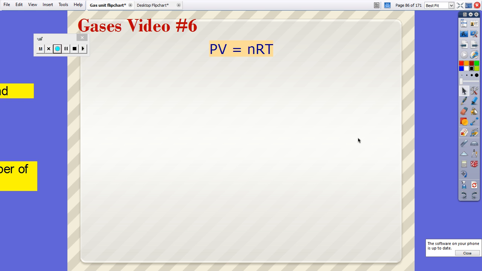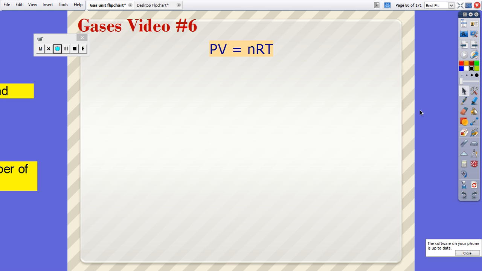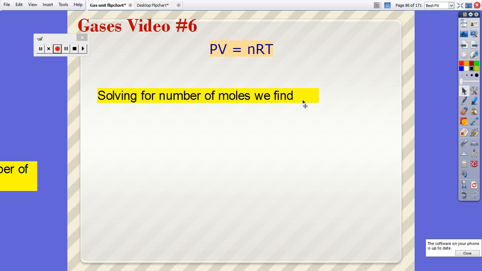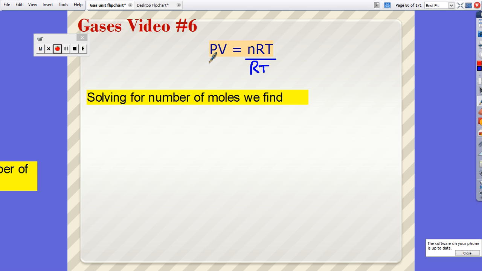In the past, we've been using PV equals nRT. This is our ideal gas law. We're going to rearrange it in order to derive new formulas that we can use. Our first step, we want to solve for the number of moles. To solve for the number of moles, I'm going to divide both sides by RT so that I get n by itself. In this case, PV over RT equals n.